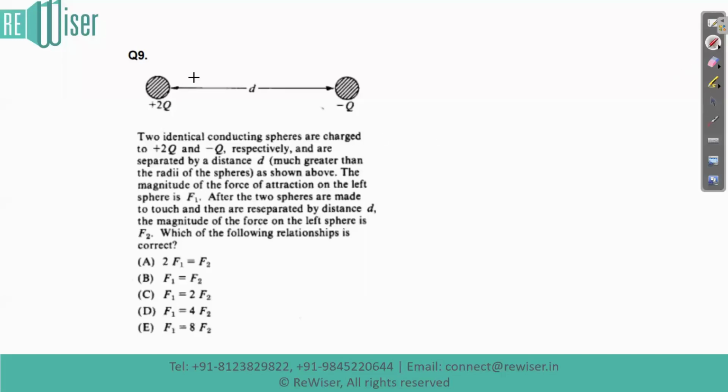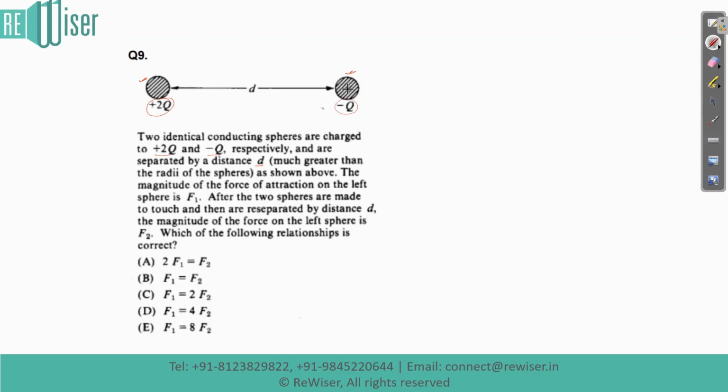Hello. In this question, it is asked: two identical conducting spheres are charged to +2q and -2q. As you can see, this is +2q and this is -2q, and they are separated by distance d. So the distance between these two charges is d, which is much greater than the radii of the spheres.